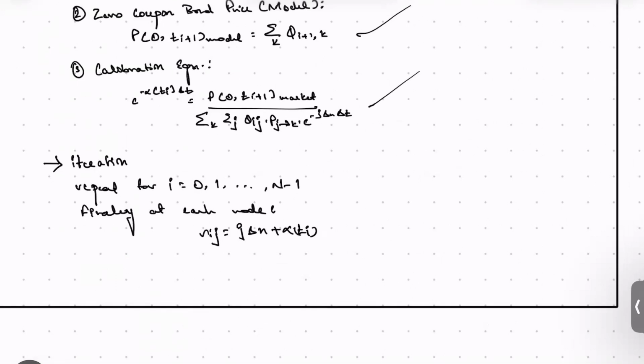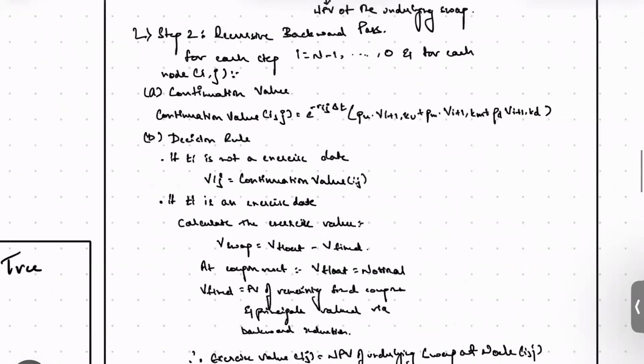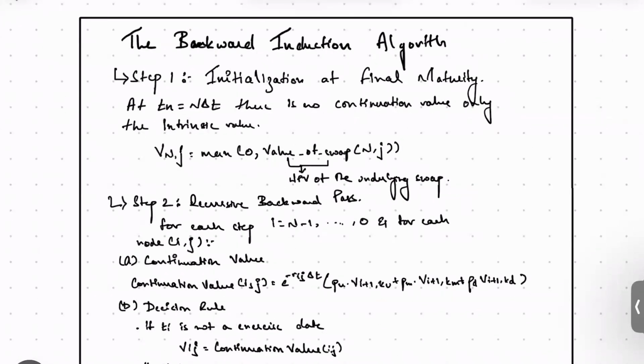The final short rate at any node (i,j) is then given by r(i,j) = j delta x plus alpha(ti). Once the calibrated Hull-White trinomial tree is constructed, it serves as a discrete map of all possible future interest rate paths and their associated risk-neutral probabilities. The backward induction algorithm is the direct numerical implementation of the Bellman equation on this lattice, allowing for the valuation of the Bermudan swaption by systematically solving the optimal exercise problem at each node.